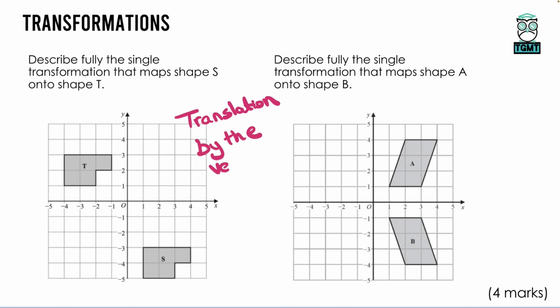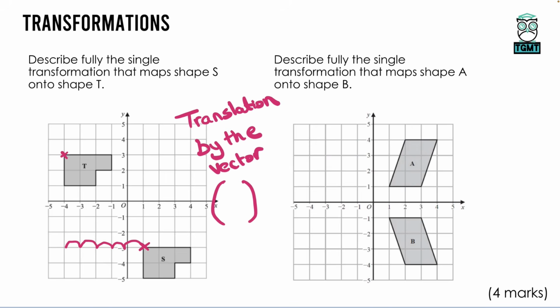So we need to pick a vertex on the shape. I'm going to go for these ones here, the same one on both, and I'm going to count how to get there. Now, in a vector, the top number describes left and right. To get from S to T, I've got to go left by 1, 2, 3, 4, 5. So that would be -5.